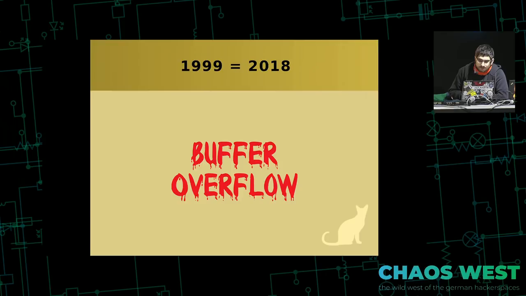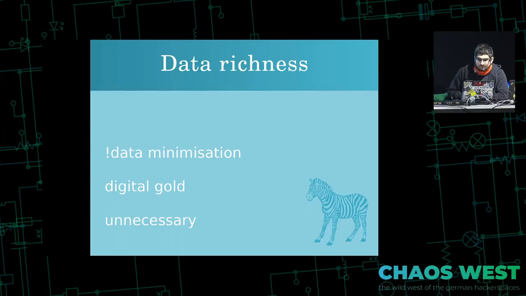The next category is data richness. It's the opposite of data minimization, which is our goal in IT security, because we don't need all the data of the people. We should just use the data we need for the services. Also thanks to GDPR. It's unnecessary to have too much data, and it's also like the digital gold of modern times.